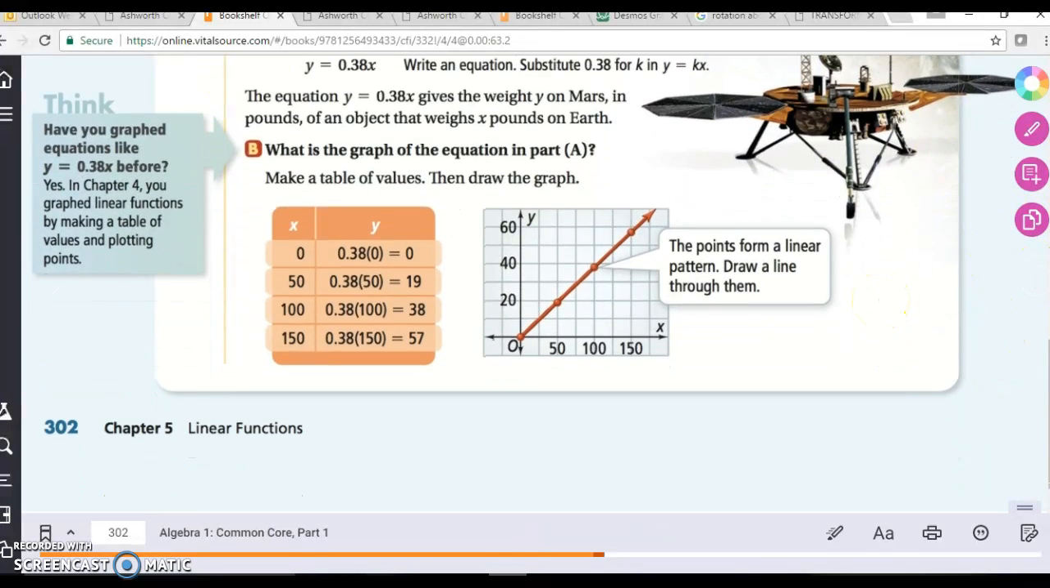So it says, what is the graph of the equation? It says, make a table of the graphs, then draw the graph. So I have 0. If I plug in 0, I get 0. If I plug in 50, 50 times 0.38 gives me 19. I plug in 100, 100 times 0.38 gives me 38. And I plug in 150, 150 times 0.38 equals 57. And these values are all random, okay?